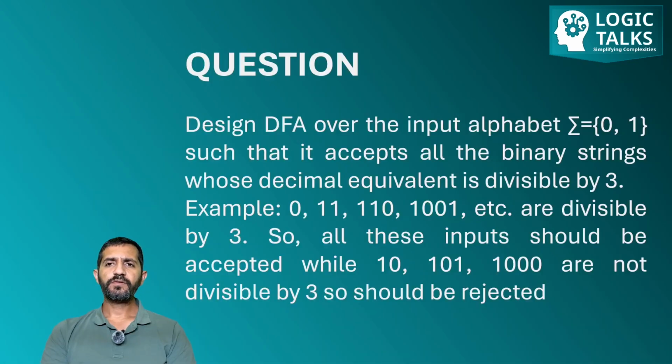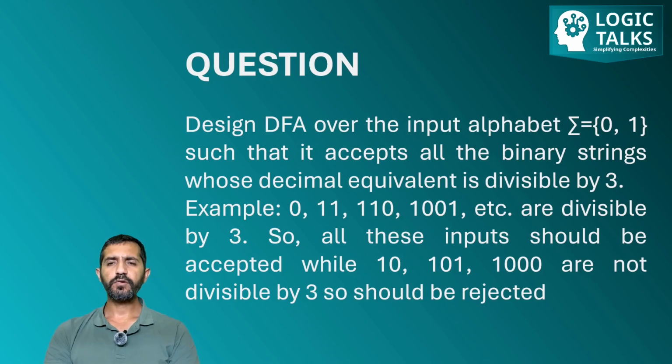The question is to design a DFA over the input alphabet 0, 1 such that it accepts all the binary strings whose decimal equivalent is divisible by 3. For example, 0, 11, 110, 1001, etc. These are divisible by 3. And 10, 101, 1000 are not divisible by 3, so they should be rejected by the machine. So this is what we have to do.